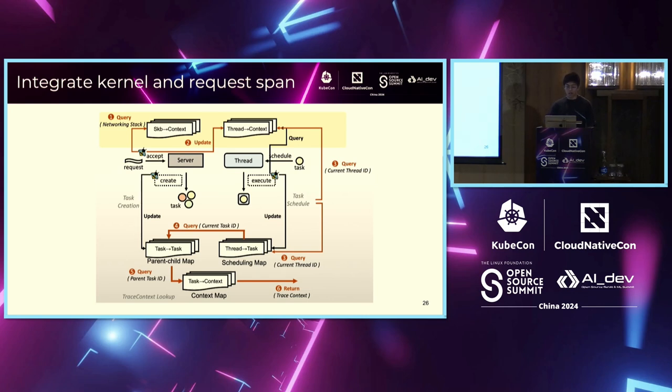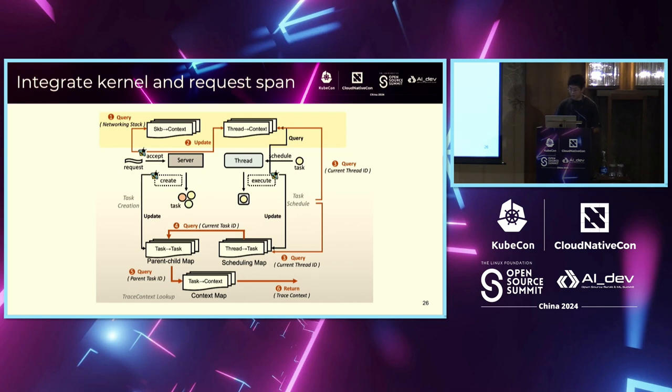We know that interactions between user space and the kernel space are managed through system calls, and thus we can use system calls as a bridge between them. As illustrated in the diagram, we first collect data and propagate context across various Linux subsystems. And we will take the network subsystem as an example.